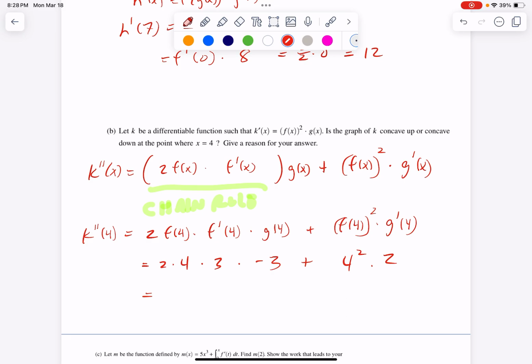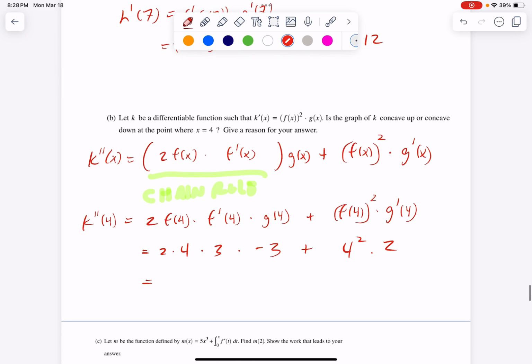We do need to simplify this because we have to figure out if this is positive or negative. So here, this is 2 times 4, which is 8 times 9, 72. This is negative 72. And 4 squared times 2 is 32. This all works out to negative 40.